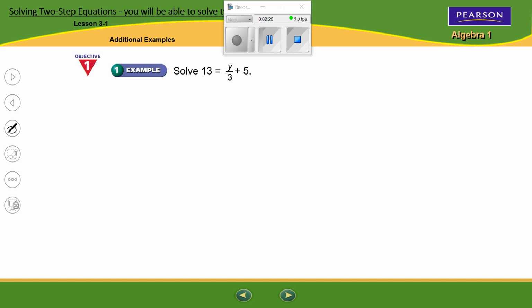Same idea here. What's happening to the variable? We've got 13 equals y divided by 3 plus 5. So first we've got divided by 3, and second, added by 5. So again, reverse everything. Not just the order, but the operation itself.